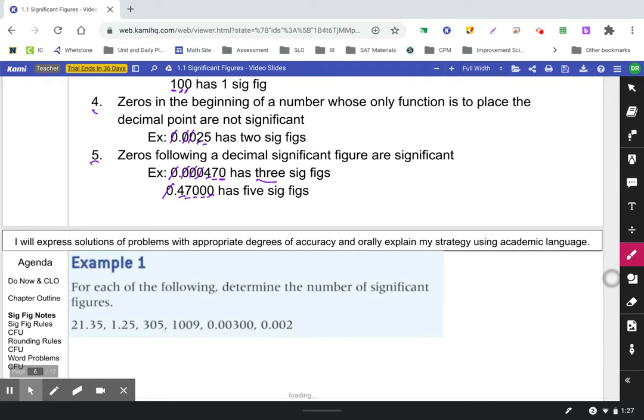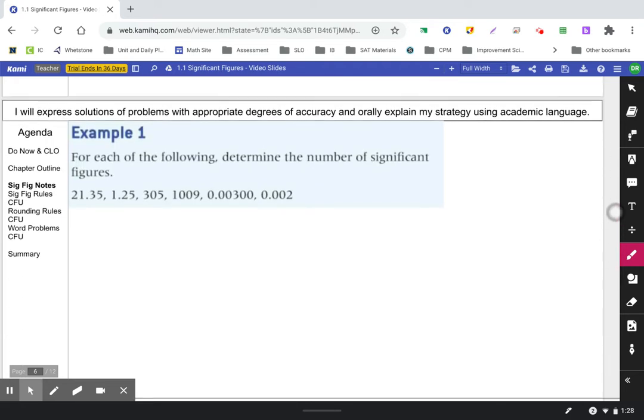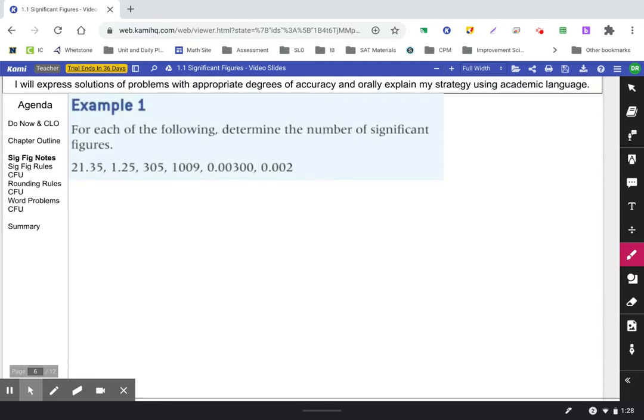Let's go now to a couple more examples, where we are just determining the number of sig figs in these values. So if you want to take a second to pause and try these on your own right now, feel free. I'm still going to go over them, but it is good practice just to test your own knowledge right now.